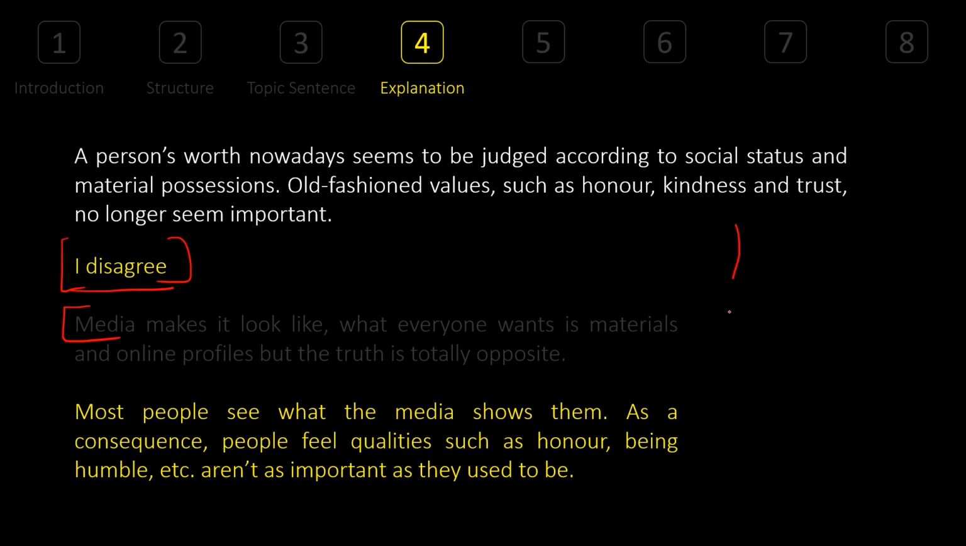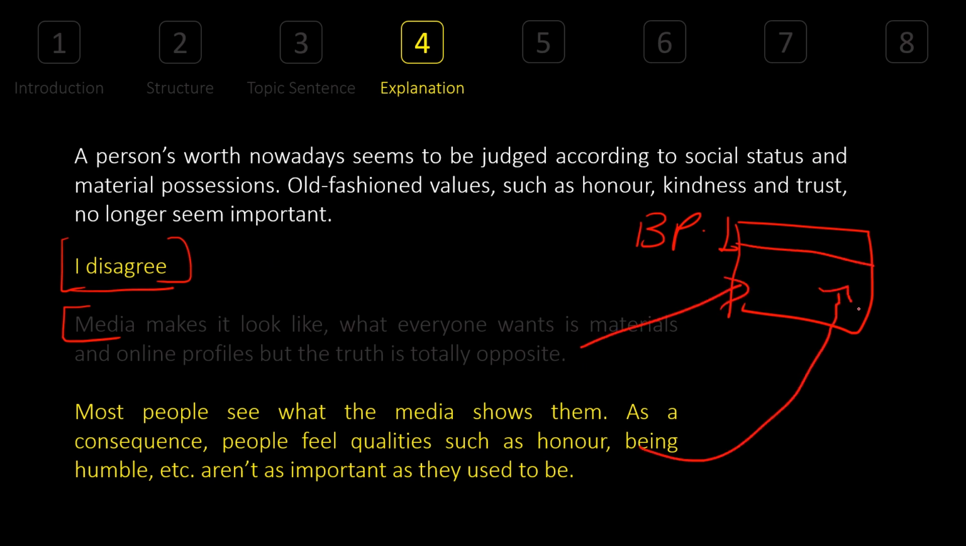This is the first part of the first sentence of my body paragraph 1. First sentence is this one here. Second sentence would be after this. That is, most people see that the media shows them. It's the explanation of basically the topic sentence. You don't have to create something new. You just have to explain why you think this is the reason, your first reason to disagree.